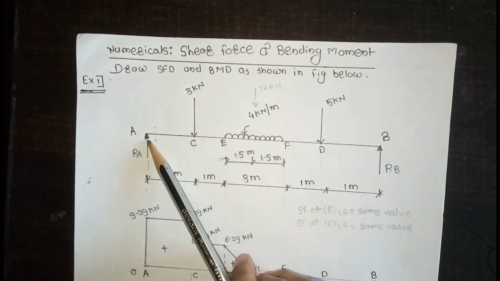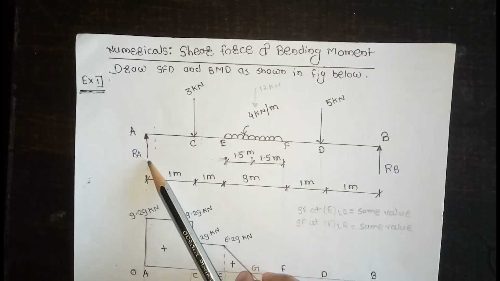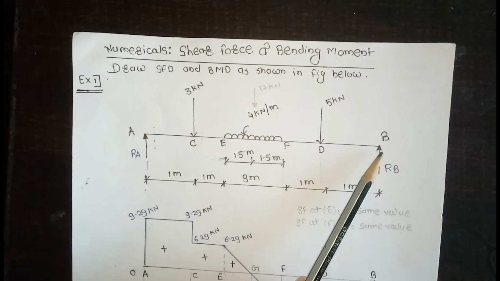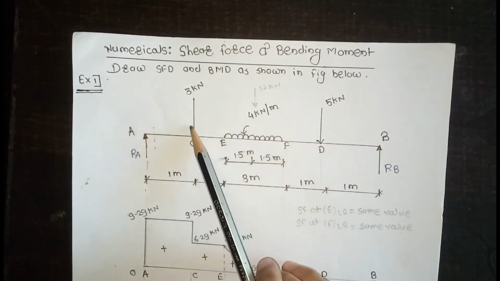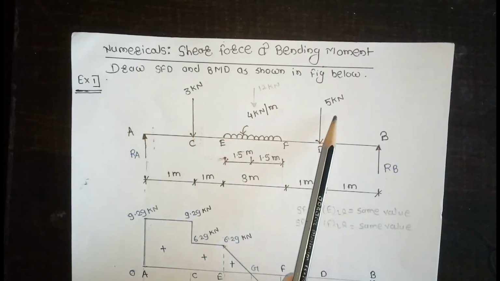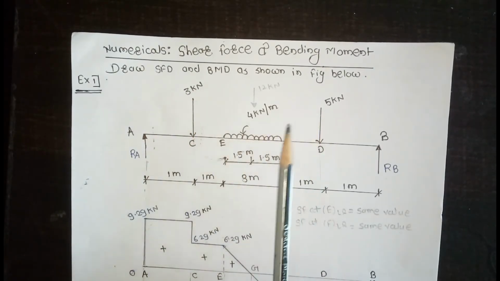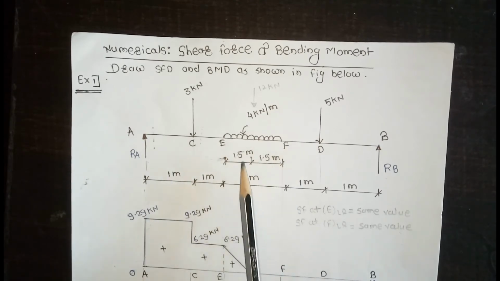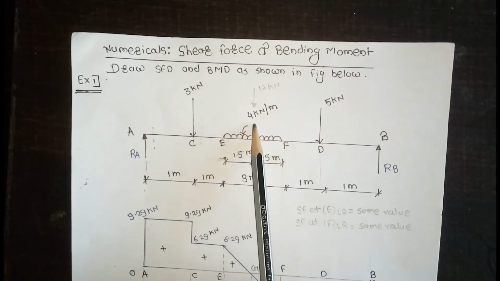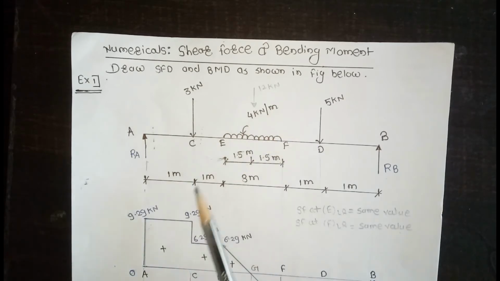This is the support reaction at A, meaning RA, and the support reaction at point B, meaning RB. There are two point loads: the first point load is 3 kN and the second point load is 5 kN. This is the UDL. The UDL span is 3 meters with a load of 4 kN per meter.